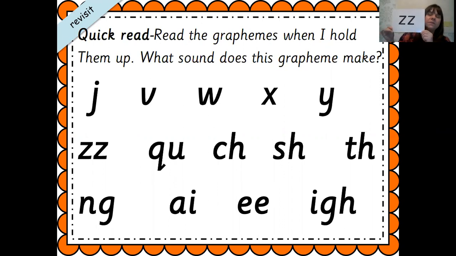Z. Pretend to be a buzzy bee. Z. A. A. Ng. And again, ng. E, as in E. Qu, qu. Ch, ch.